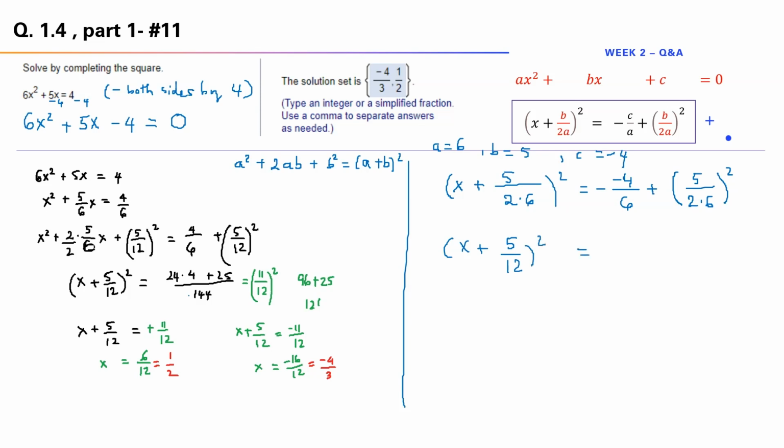equals negative and negative will be positive. So 4 over 6, we can cancel the 2, so it will be 2 over 3. If you don't get it, it's right here. That 2 times 2 equals 4, that 2 times 3 equals 6. Cancel 1, cancel 1, we are left with 2 over 3. The negative and negative make it positive. Okay.